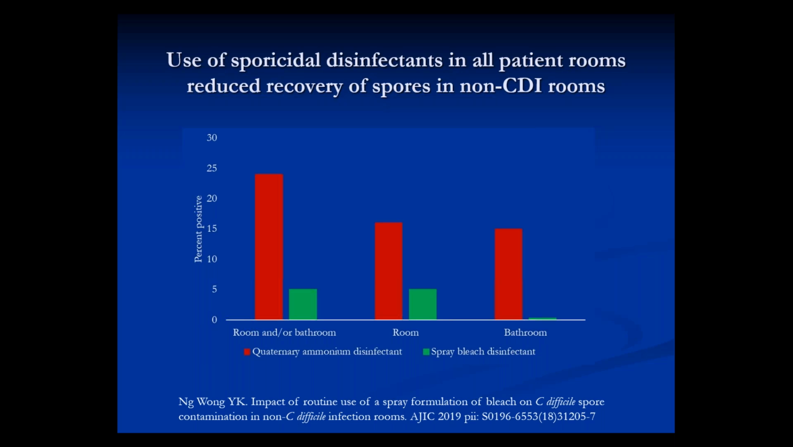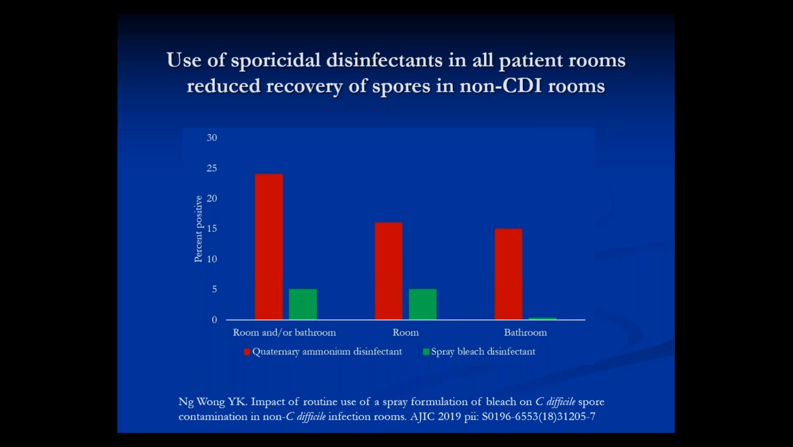So this is a study in which we initially, during a period of time, used a quaternary ammonium disinfectant. Those bars are shown in red. And as you can see, we recovered a lot of C. diff spores from patient rooms of non-CDI patients during that period when we were using a product that does not kill C. difficile spores.